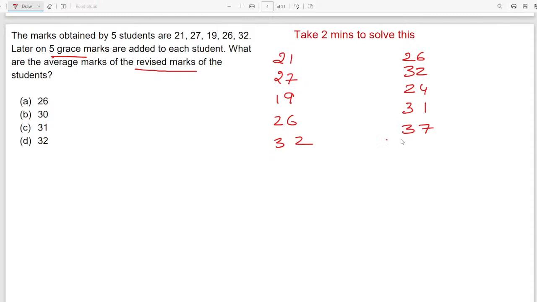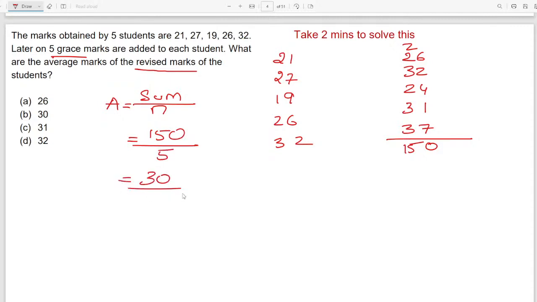And then we have to calculate the average. We know that average is equal to sum divided by number of terms. So we'll calculate the sum here. 6 plus 2, 8. 8 plus 4 is 12. 12 plus 1, 13. 13 plus 7 is 20. 2, 2, 4 plus 3, 7 plus 2, 9 plus 3, 12 plus 3, 15. So the sum is 150. And the number of students is 5. So this is 30. The average marks of the revised marks of students is 30.